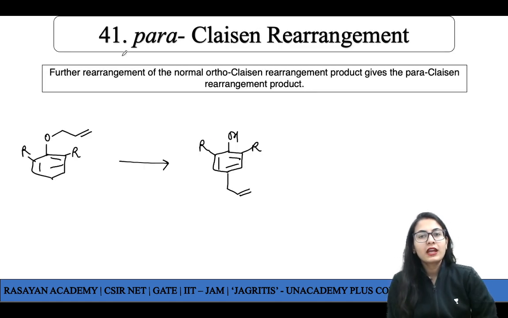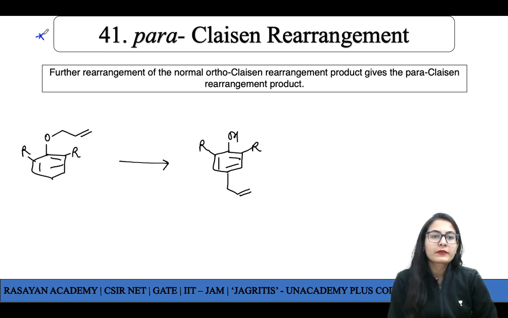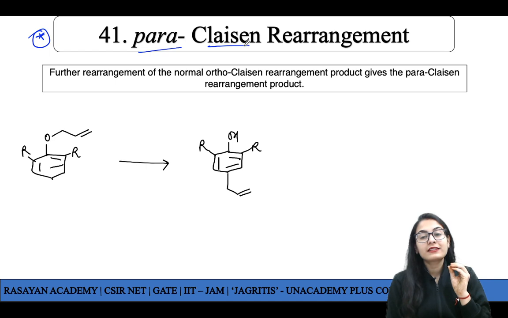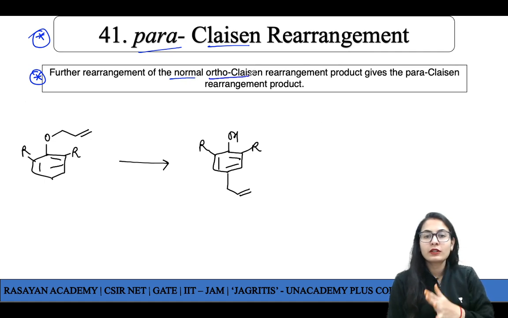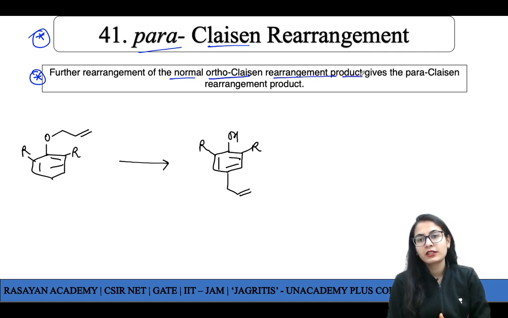Similarly, guys, let's talk about one more, your Para-Claisen rearrangement, and this has been asked a lot of times in your CSIR NET exam or in your GATE exam, right? So it's a very beautiful reaction. Let's see. So what is it? Further rearrangement of the normal ortho-Claisen rearrangement product gives the Para-Claisen rearrangement product. So what is it talking about?